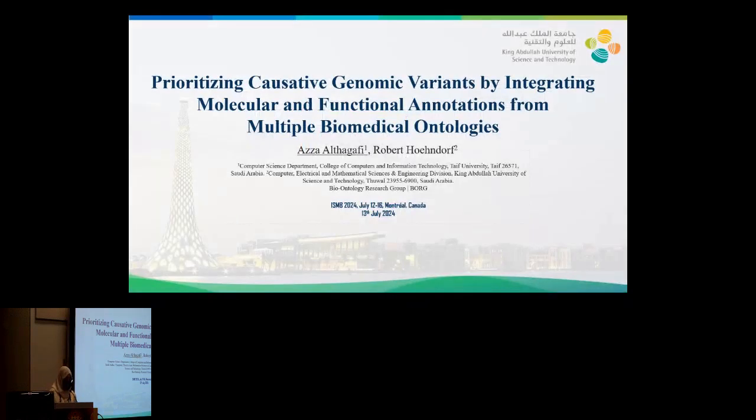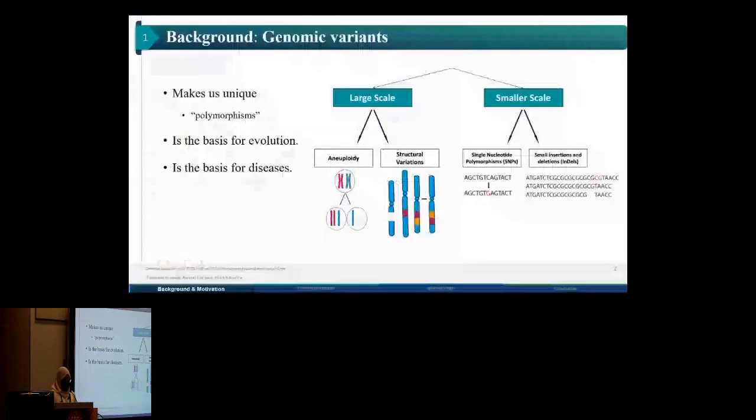I will be presenting our work in prioritizing causative genomic variants by integrating molecular and functional annotations from multiple biomedical ontologies. As you may all know, a genomic variant is a DNA sequence difference among individuals, which involves the concept of polymorphisms, variations in the DNA sequence that contribute to the diversity among individuals, and also play a crucial role in the development of diseases.